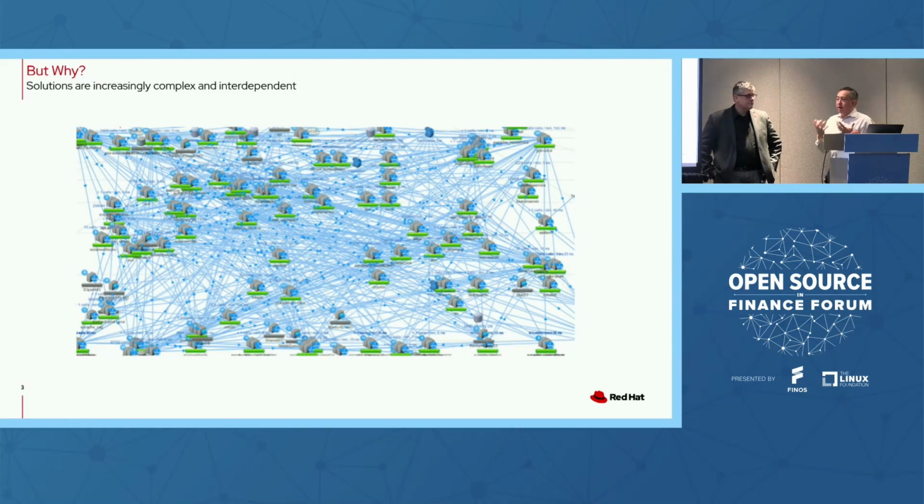So why are we here? Here's a picture I grabbed, I think from the Netflix tech blog, showing the interconnectedness of some of their services. In the old days, we had monoliths: an entire application running on a single box. You had one log. It wasn't really talking out of the system. It was all self-contained.